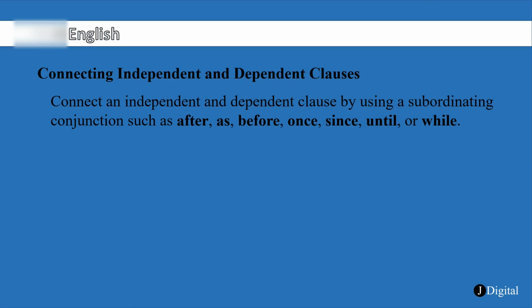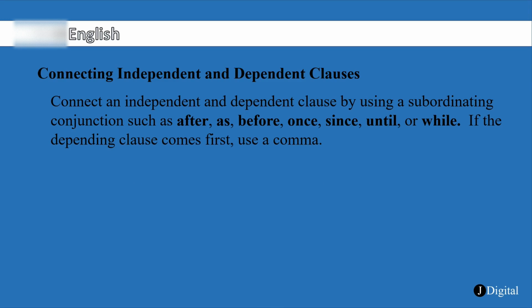Now we can also connect independent clauses and dependent clauses. So connect the independent and dependent clause by using a subordinating conjunction such as after, as, before, once, since, until, or while. So for example, Mary went to the store after she checked her bank balance. So the dependent clause here is after she checked her bank balance. Here we need to have an independent clause with it. That's Mary went to the store. So Mary went to the store after she checked her bank balance.